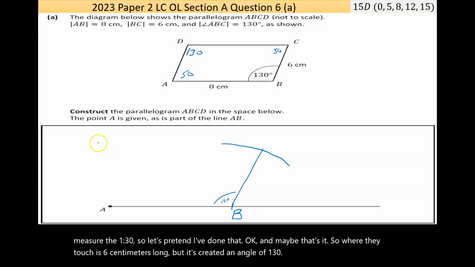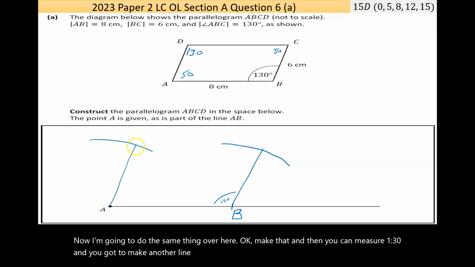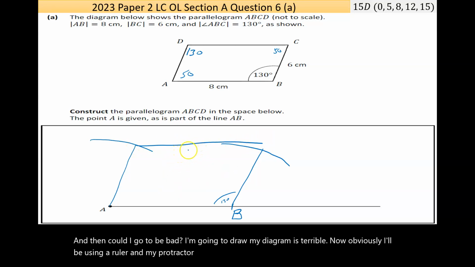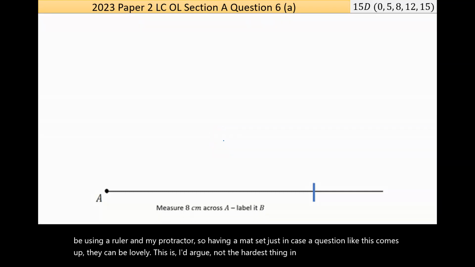Now I'm going to do the same thing over here. Make that, and then you could measure 130, and you're going to make another line here. And then my diagram's going to be bad. Okay, my diagram's terrible. Now, obviously, I'll be using a ruler and my protractor. So having your maths set, just in case a question like this comes up, they can be lovely. This is, I'd argue, not the hardest thing in the world.